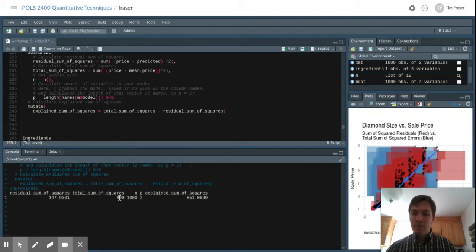All right. So we can see that the explained sum of squares is the amount explained. The total sum of squares is the total variation in the data, and the residual is how much wasn't explained. We can see that this plus this equals that. We can also see our sample size is 1,000, and we have 2 variables. Great.